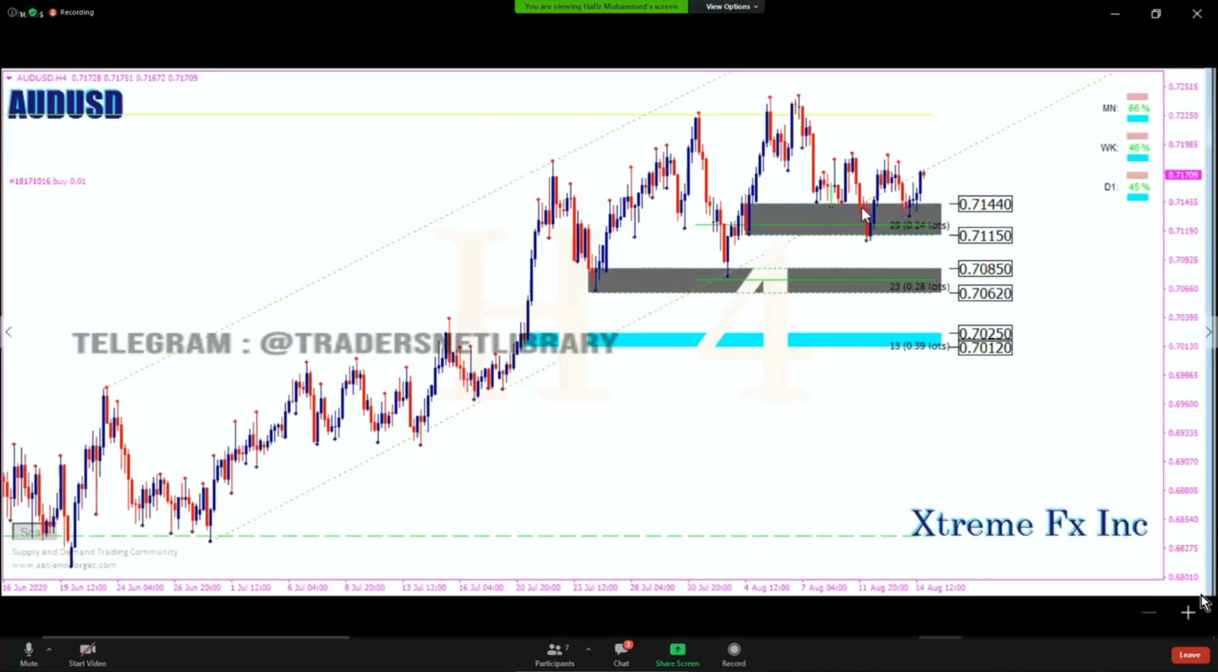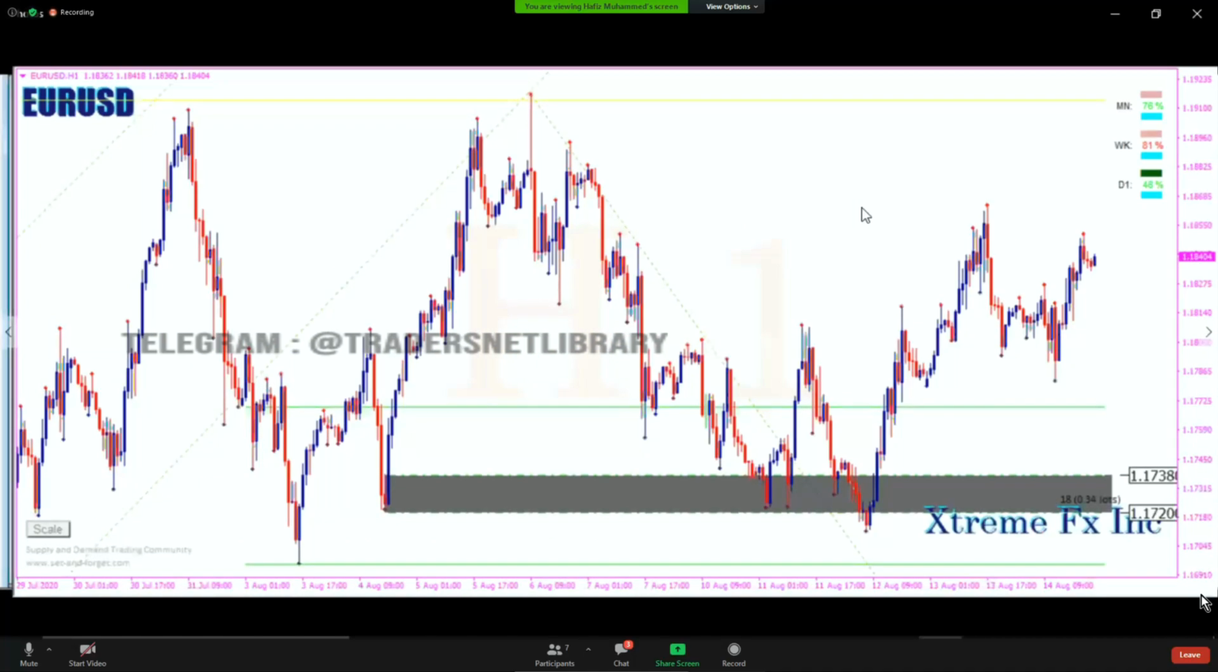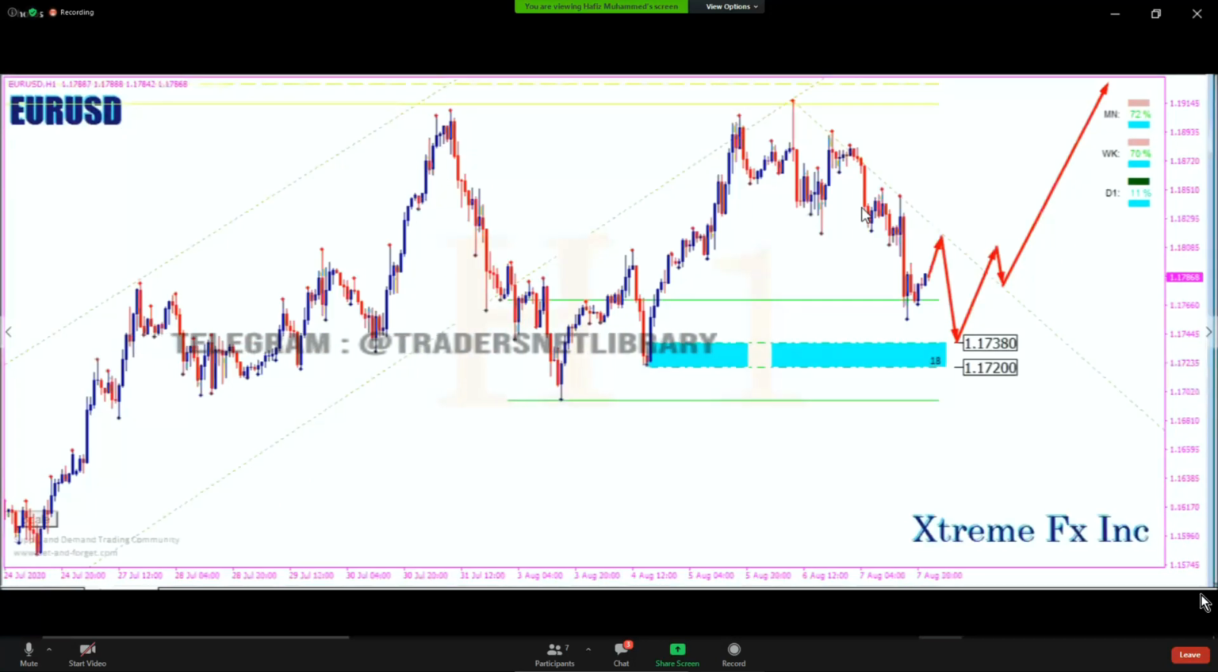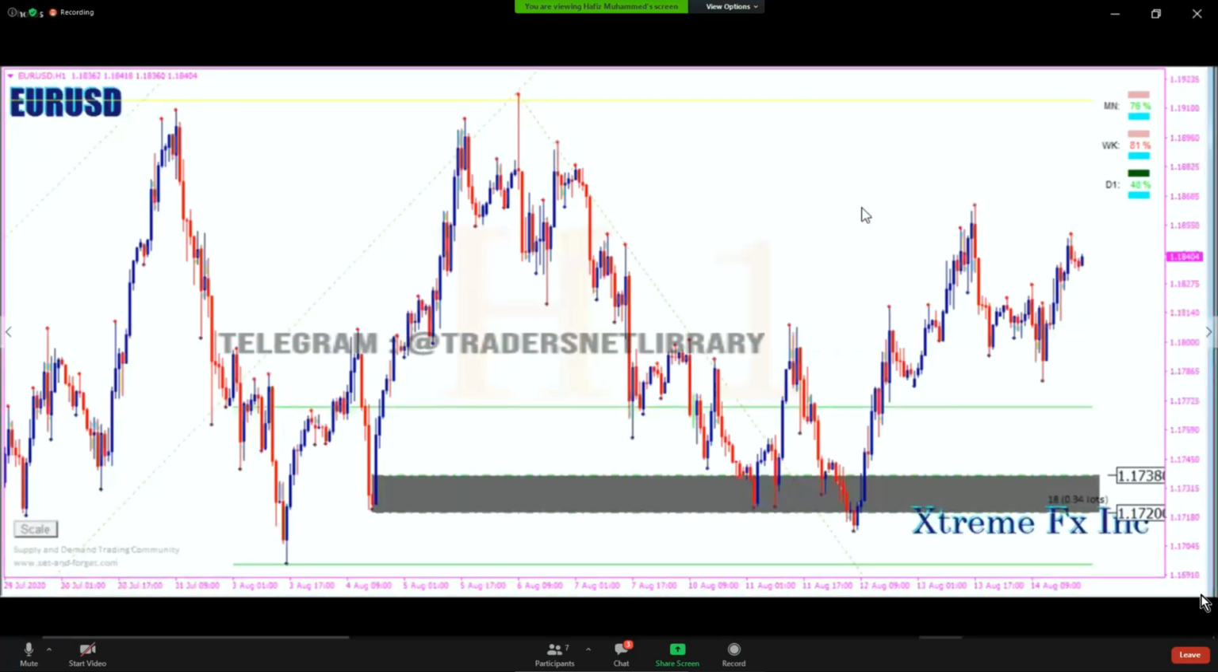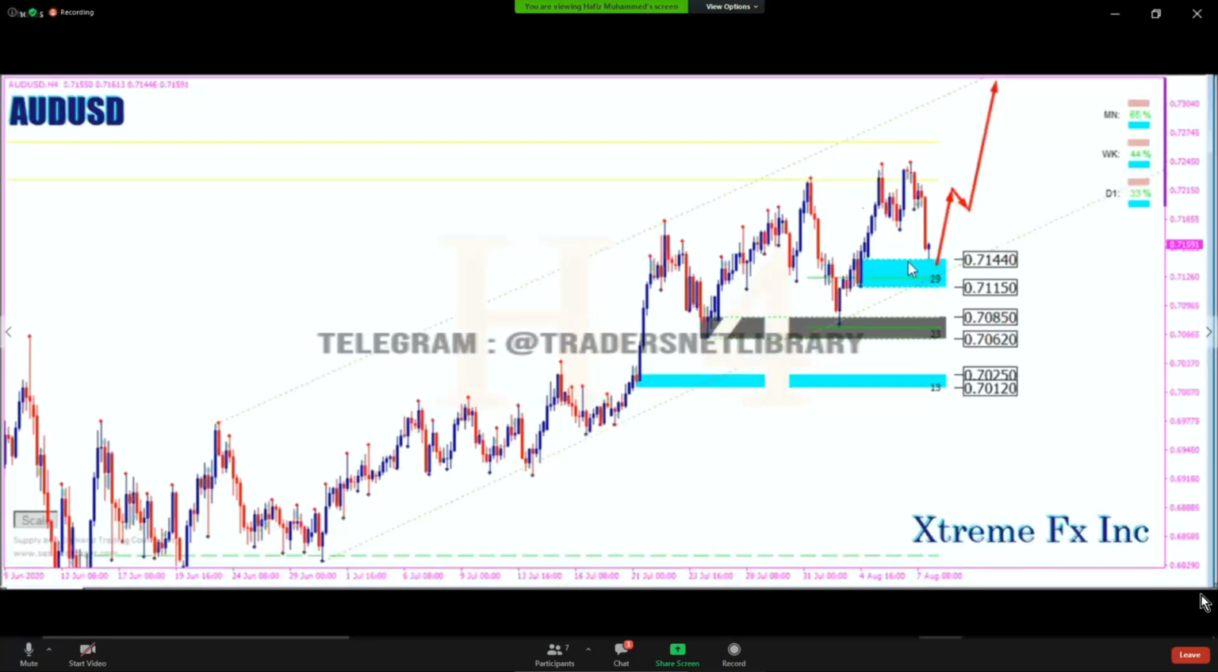What was on weekly and monthly? The weekly was up and the monthly was up. So we are saying that the H4 had gone out of alignment. Are you seeing this ascending trend line that was broken right here?